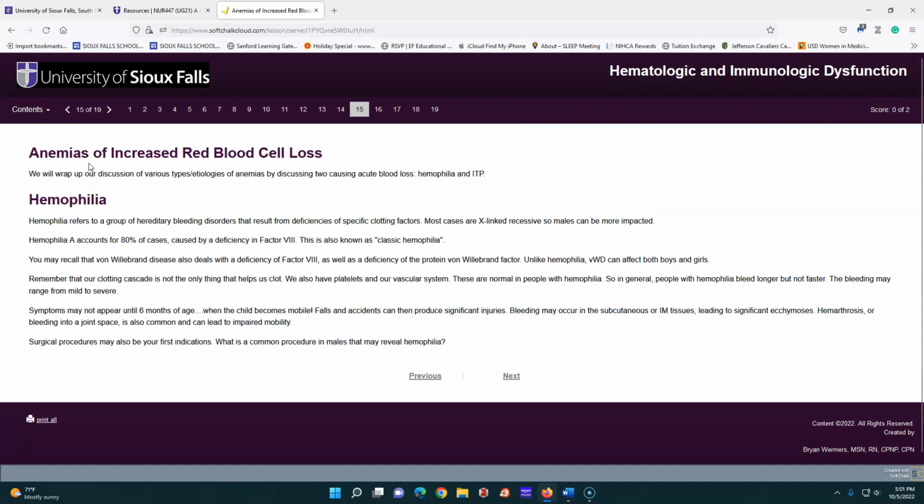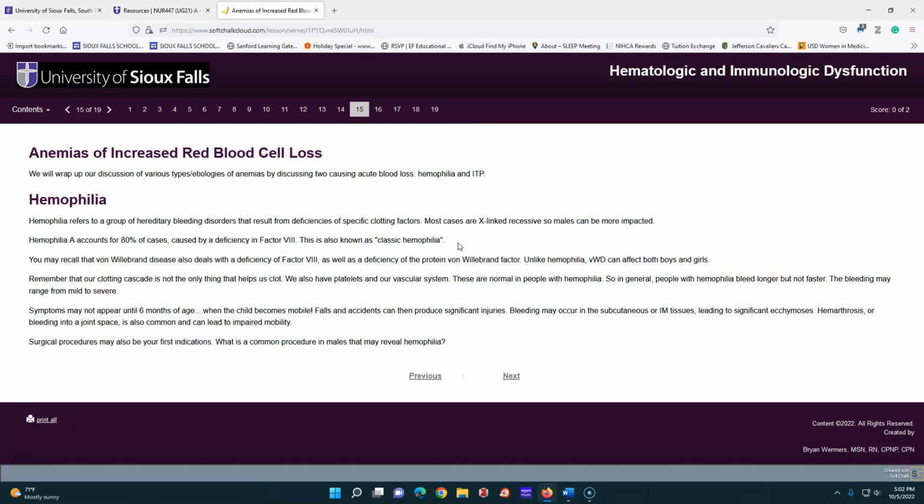So other types of anemias and red blood cell loss. So hemophilia. Hemophilia is a hereditary type of situation. More guys are affected because this is an X-linked recessive disorder. Hemophilia A is probably the most common with 80% of cases, and that's caused by a factor VIII deficiency, and that's classic hemophilia. One big thing that I hear with some nursing students is when we talk about hemophilia, it's not like it comes out with a lot of force, and they're not spraying blood all over the place. It's just a delay in clotting time.